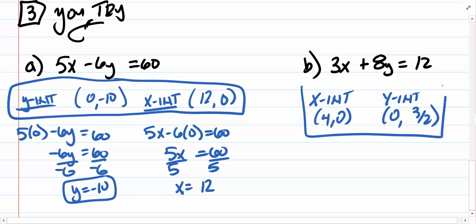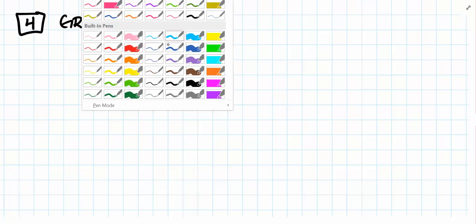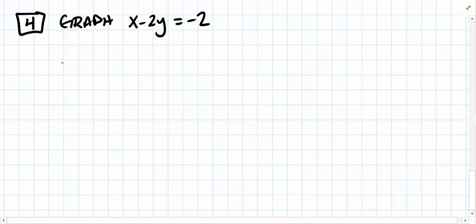Okay, so we're going to graph together x minus 2y equals negative 2. Now this is in standard form. The first thing that we're going to do is get the x and the y-intercepts, the same exact way that we just did.